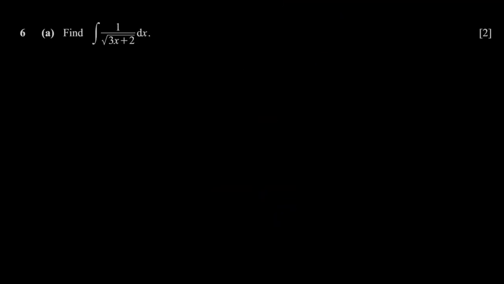All right, question 6, we want to find the integral of this. So first of all, we're going to write it in indices form as (3x plus 2) to the power of -1/2, right? The negative is the reciprocal, meaning 1 divided by, and the half is the square root. Okay, so how do we integrate a term of this form? Well, we add 1 to the power and divide by the new power. So that's going to be (3x plus 2) to the power of +1/2 divided by +1/2, which is the same as timesing by 2.